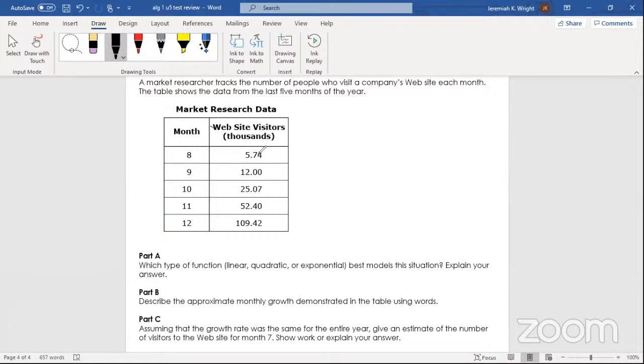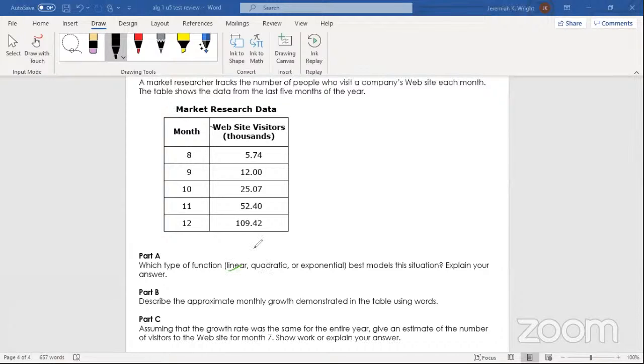Okay, well, not even considering the decimals, 5 to 12 is going to be 6. 12 to 25 is like what? More than 12, like what, 13? 25 to 52 is more than 25. It's like 28, 26, I don't know. 52 to, so it's definitely not linear. We definitely can see that it's not linear for sure. So it's not that.